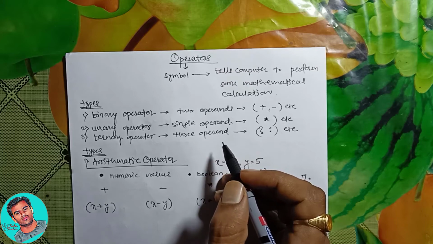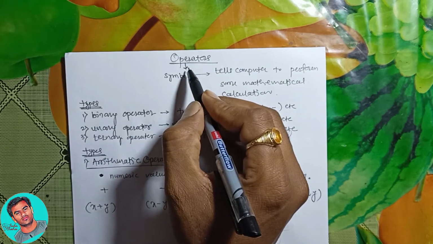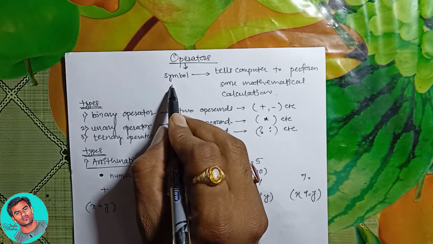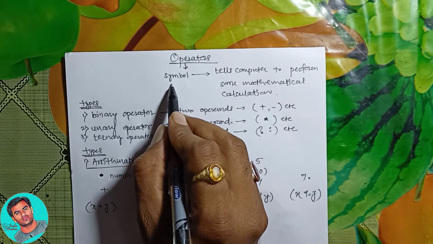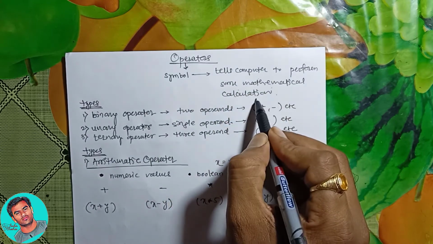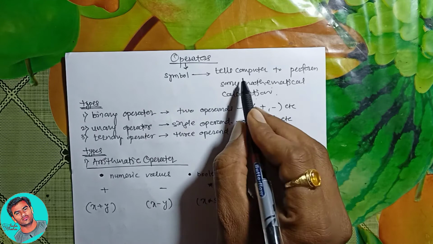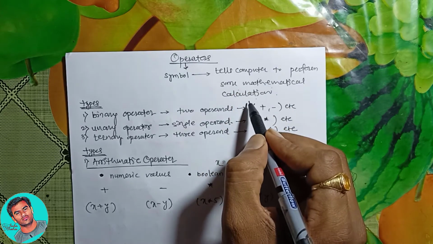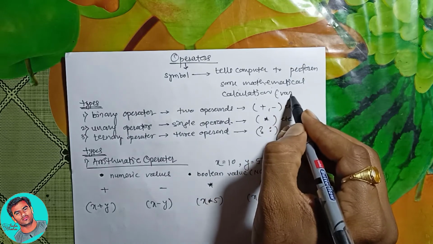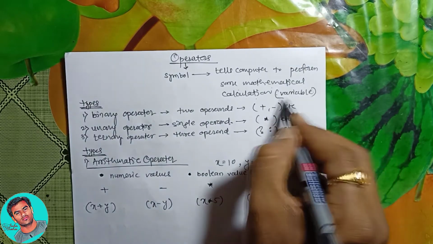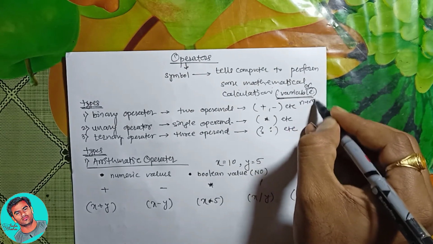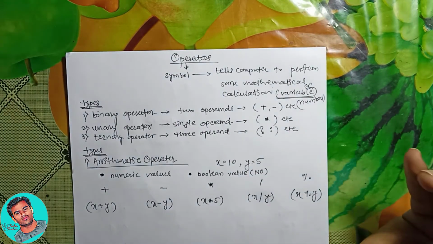So in today's lecture we are going to discuss operators. What exactly do we mean by an operator? An operator is a symbol. In simple words, an operator is a symbol which tells the computer to perform some mathematical calculation on something, and on something means it is going to perform operations on simple variables or on numbers.